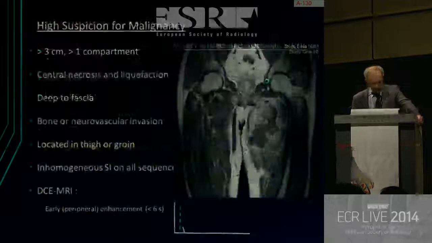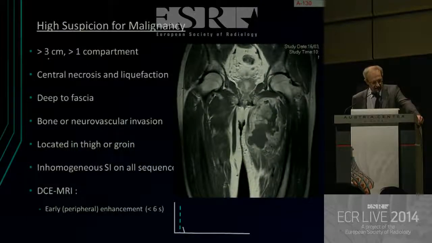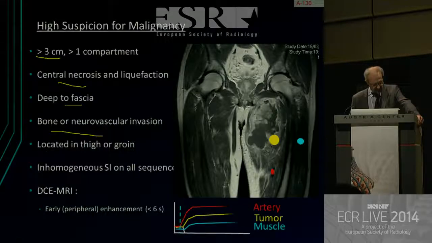The signs suggesting malignancy are a lesion larger than 3 centimeters, central necrosis, deep to the fascia, and invading the bone or neurovascular tissue. Many of these lesions are in the thigh or in the groin, and when you give dynamic contrast enhanced MRI, you will see inhomogeneous enhancement and a faster enhancement than muscle tissue.